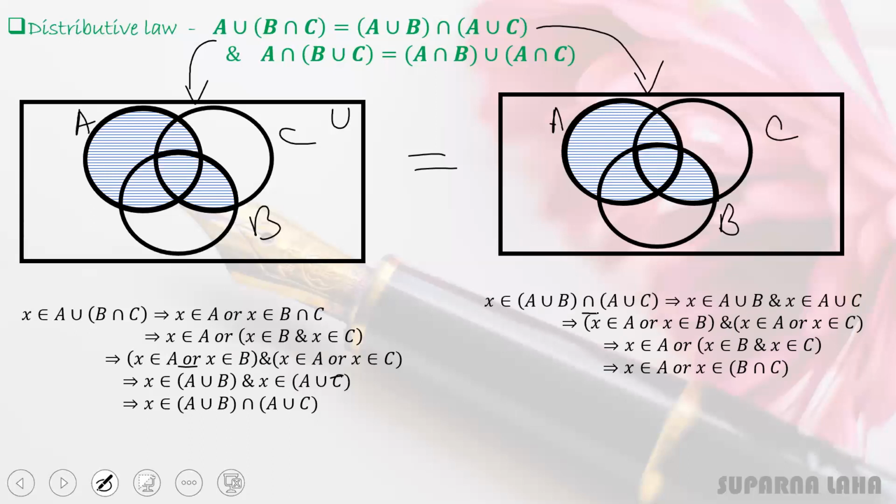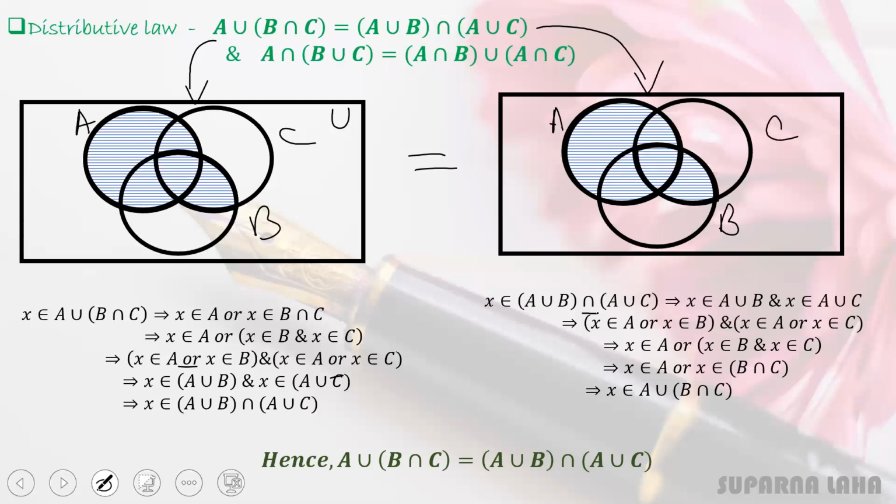Now X belongs to A or X belongs to B intersection C. So remove this 'or' again, that is X is present in A union B intersection C. So this is LHS. So we proved both the cases. So hence we can say that LHS equal to RHS. So we proved the distributive law, the first distributive law, with the help of Venn diagram also and with the help of mathematical expression also.